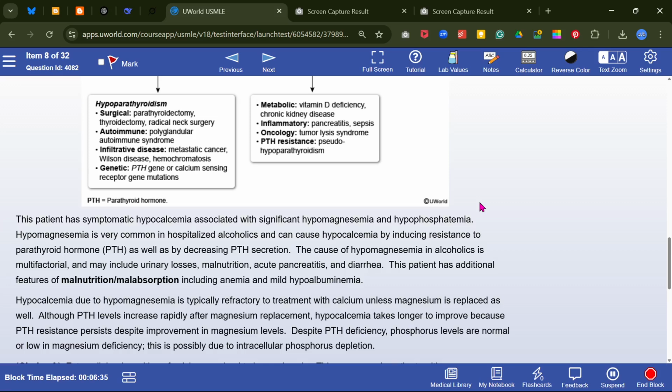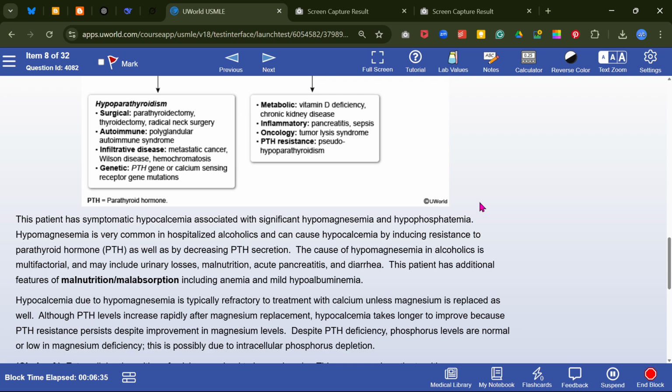Okay, this patient has symptomatic hypocalcemia associated with significant hypomagnesemia and hypophosphatemia. Hypomagnesemia is very common in hospitalized alcoholic patients and can cause hypocalcemia by inducing resistance to parathyroid hormone as well as by decreasing PTH secretion. The cause of hypomagnesemia in alcoholics is multifactorial and may include urine losses, malnutrition, acute pancreatitis, and diarrhea. The patient has additional features of malnutrition or malabsorption, including anemia and mild hypoalbuminemia.